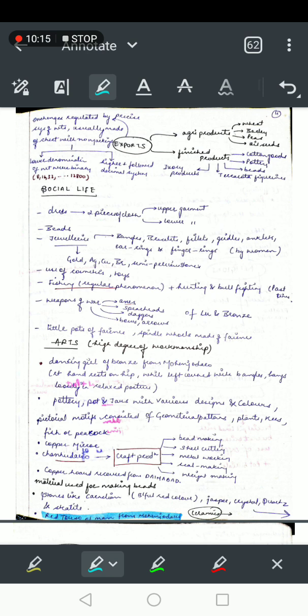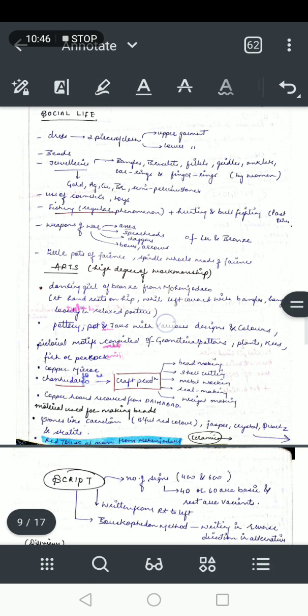They exported agricultural products like wheat, barley, peas, and oil seeds. They also exported finished products. Finished products mean cotton goods, pottery, beads, terracotta figurines, and ivory products. There were exchanges which were regulated by a precise system of weights. Weights were usually made up of chert, and there was some categorization. You can read it here.